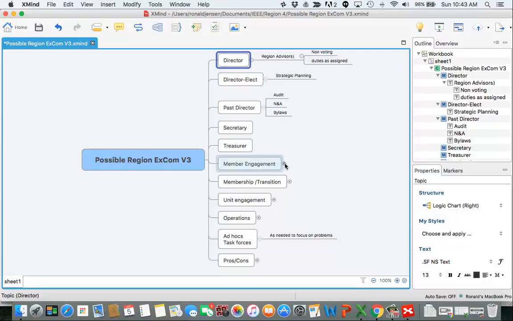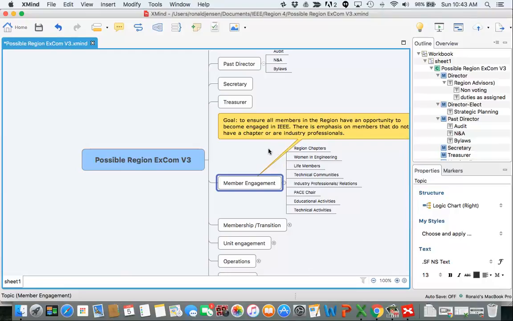So in this particular case, we've grouped them into kind of a team. The goal here is to ensure that all members in the region have an opportunity to become engaged in IEEE. There is an emphasis on members that do not have a chapter or are industry professionals. So those are emphasis, but that's not all. And that kind of fits with what I've discussed prior to that. Now, at the present time, we have several positions in the region that kind of fall into this. And unfortunately, they're kind of independent, and we haven't necessarily got them to work together perhaps as well as we should.